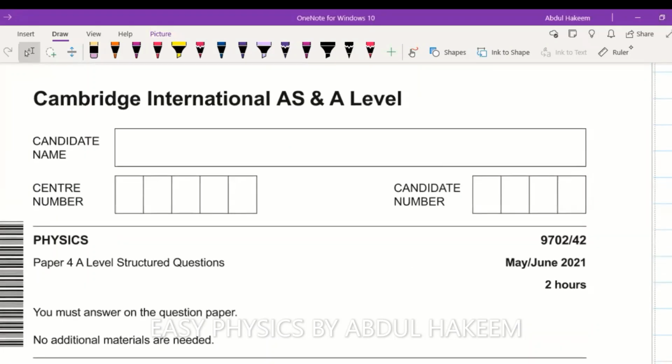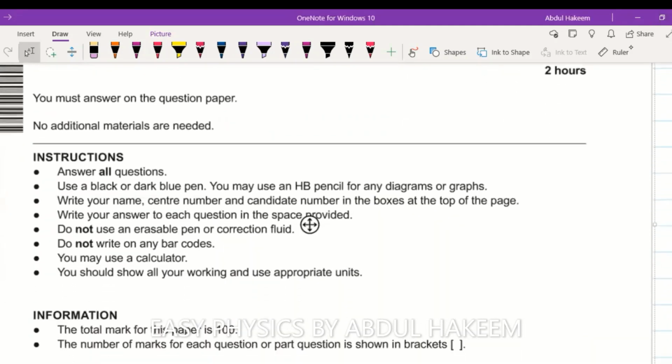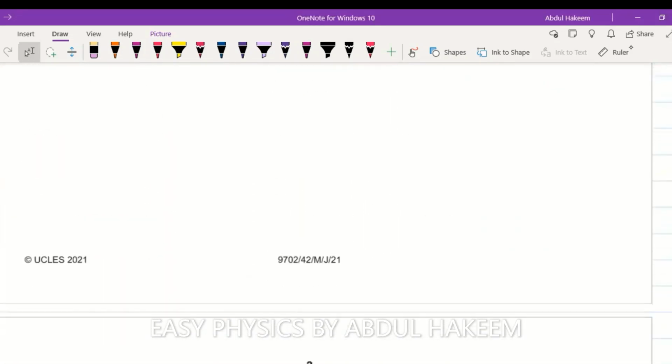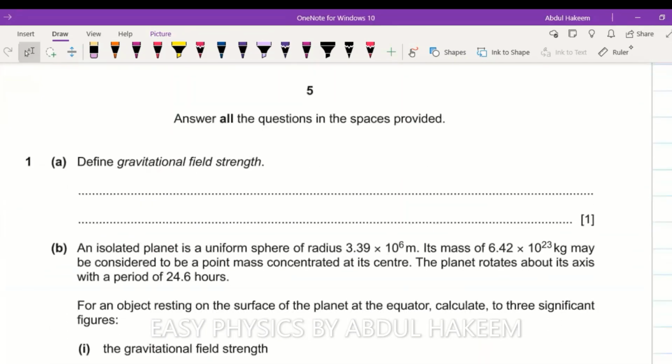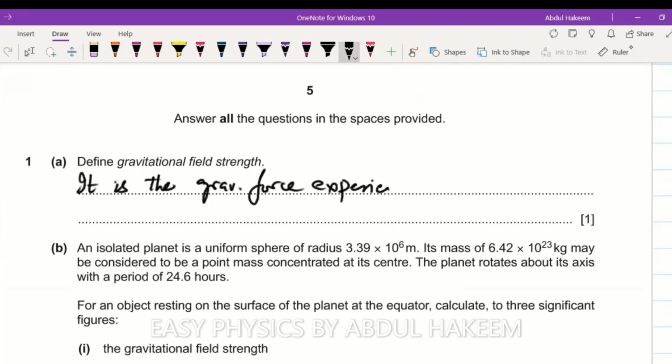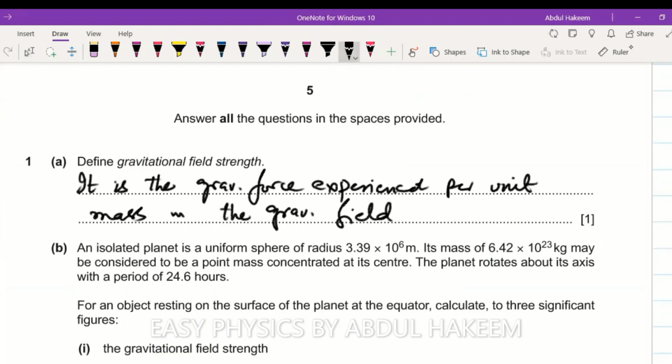Okay, this is now another paper, May, June 2021, paper 4.2, and we move to question number 1. The question is, define gravitational field strength. So the answer is, it is the gravitational force experienced per unit mass in the gravitational field. So this is the answer for this definition.